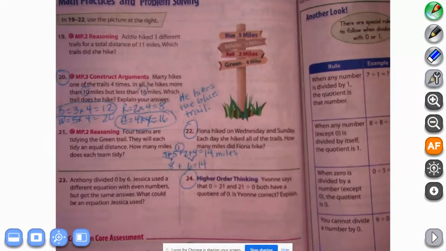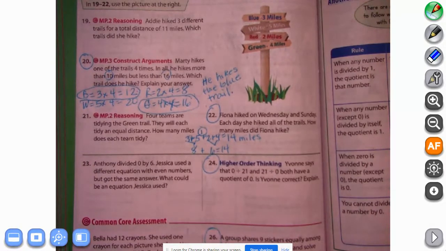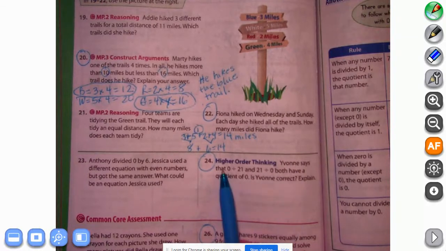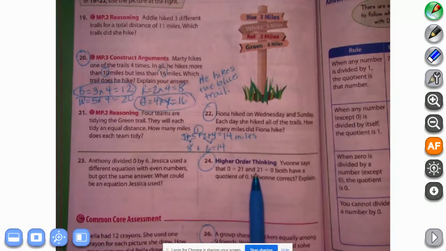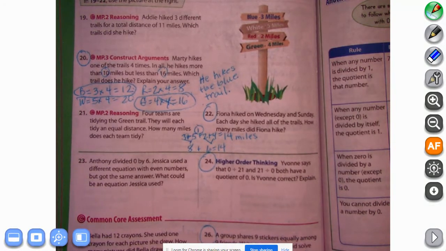Okay, go ahead and pause this if you need to get a little bit more written down. Number 24, higher order thinking. Yvonne says that 0 divided by 21 and 21 divided by 0 both have a quotient of 0. Is Yvonne correct? Explain.